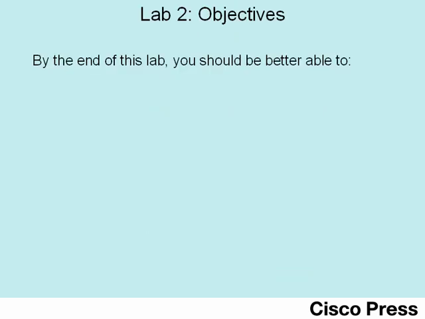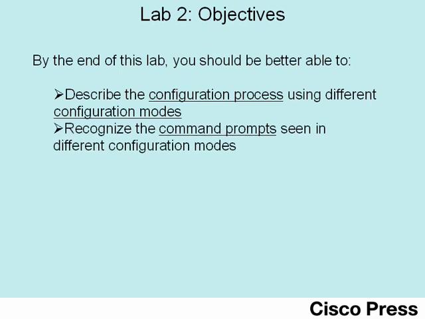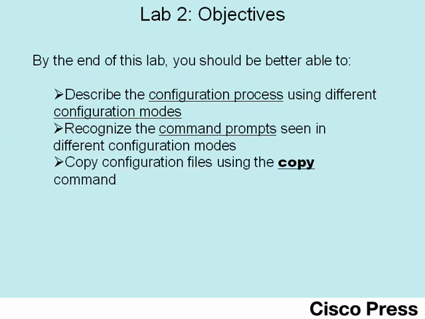This lab has three main objectives. The first two relate to the configuration process. So by the time you're done with this lab, you should be able to describe the configuration process and how configuration mode uses several configuration submodes. You'll also be able to recognize several of the different configuration submodes based on the command prompts that identify those modes. The third objective relates to the copy command.